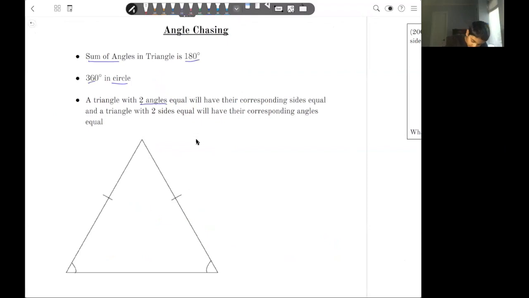So if you have 2 angles equal like that, then these side lengths, the blue side lengths, will have to be equal. And if both of those side lengths are equal, then the angles have to be equal. So in a problem, if they give you that two side lengths are equal, the angles have to be equal. Or if they give you that the angles are equal, the side lengths are equal. So if one is true, the other has to be true. Any questions on that?